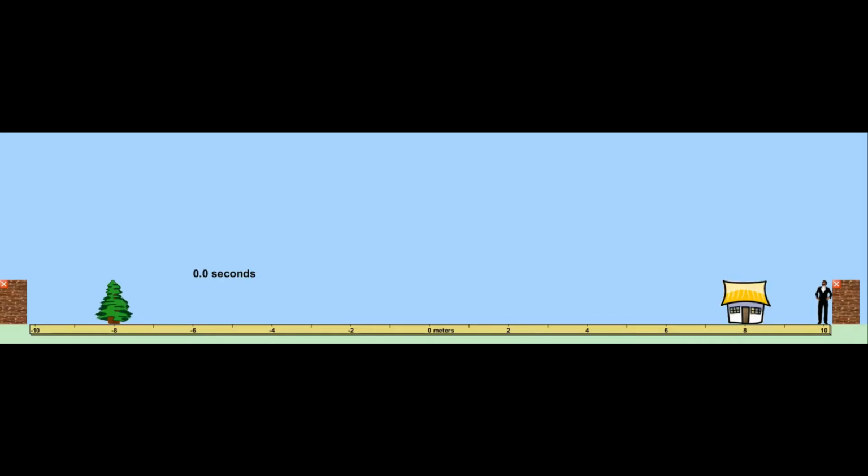We're going to start by analyzing the motion of this man moving from right to left. As you can see, he's starting at the positive 10 meter mark. He's going to move to the negative 10 meter mark. And there's going to be a red arrow that represents his velocity as he does this. Here we go.